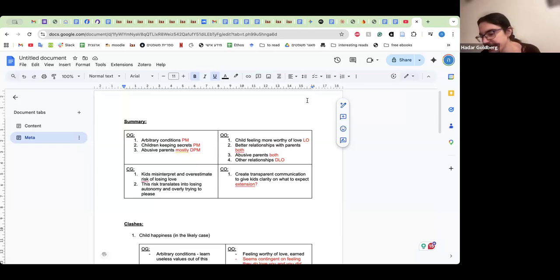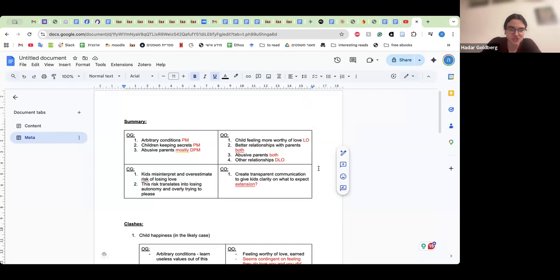Yeah, so to be fair, I will say, while I agree that the clash that became more important in the end is the clash on the broad likely case of child happiness as opposed to the clash of child abuse, I will also still say that I don't think it's so trivial or obvious just from the fact that abusive relationships are less likely.